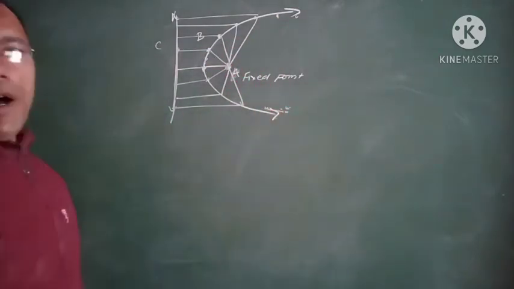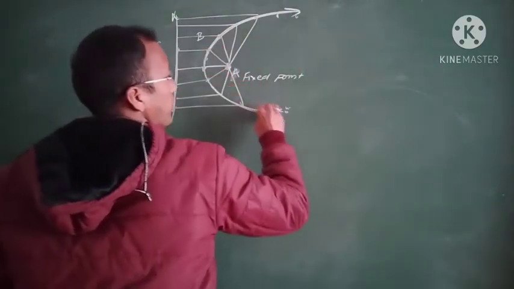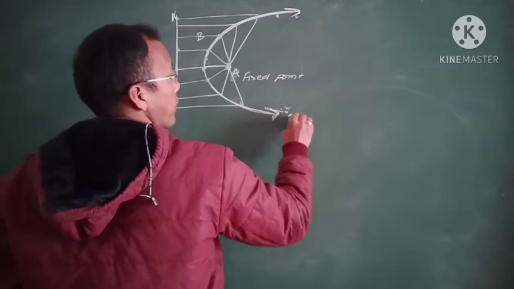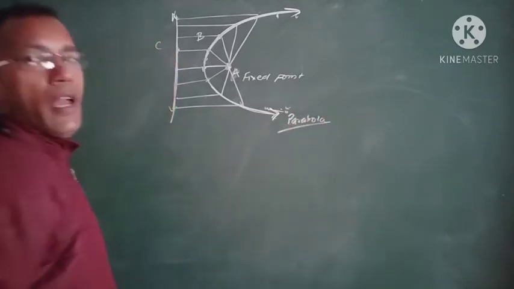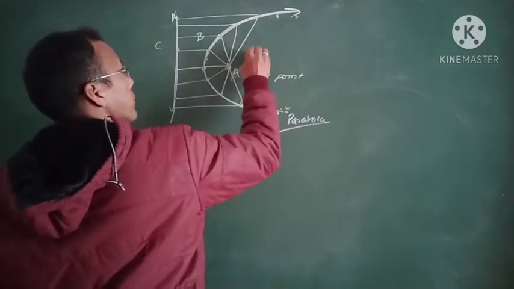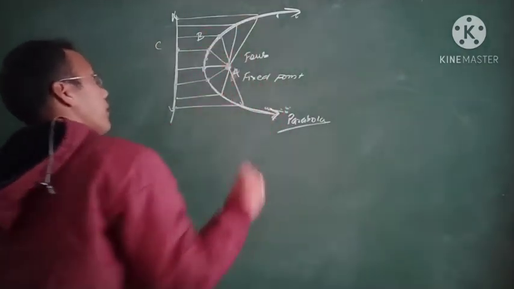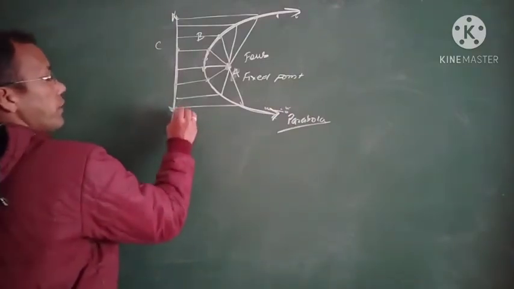So that path, the path of the object, is called a parabola. And this fixed point is called the focus. That is called the focus. And the fixed line, we call it the directrix.